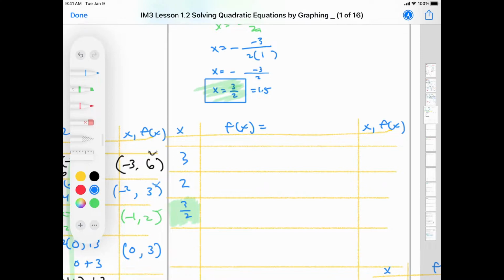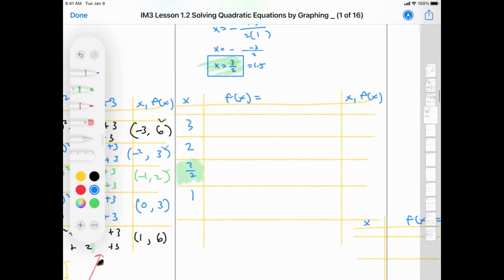And below it, let's just say 3 halves is between 2 and 1. So that would be the next point there.